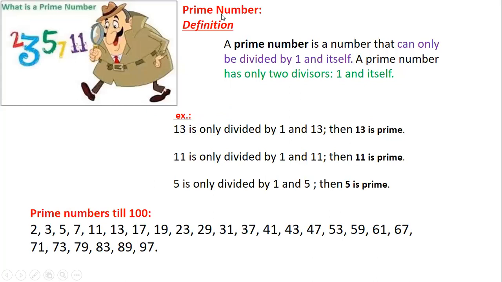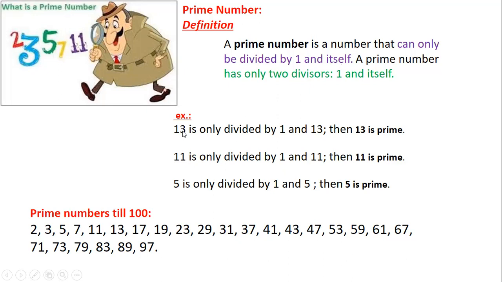Why do we call these numbers prime numbers? Previously, we've learned even and odd numbers. Even numbers are all the numbers that can be divided by 2. Odd numbers are the numbers that we cannot divide by 2. Now, what are prime numbers? A prime number is a number that can only be divided by 1 and itself. So these numbers, we can only divide them by 1 and themselves. They have no other divisors. So a prime number has only 2 divisors, 1 and itself.